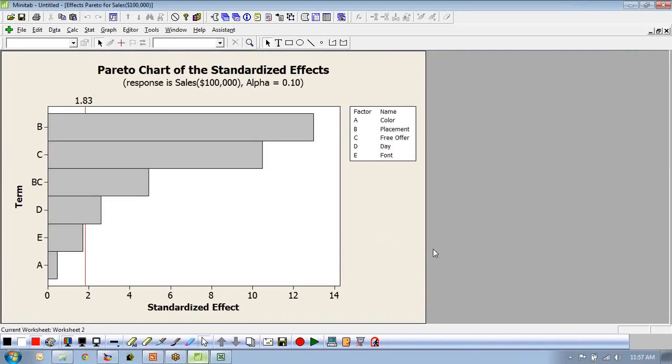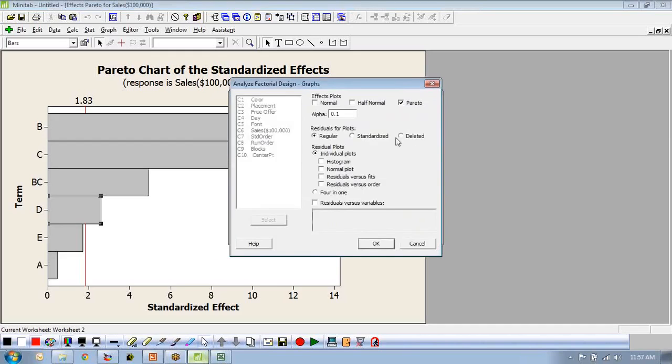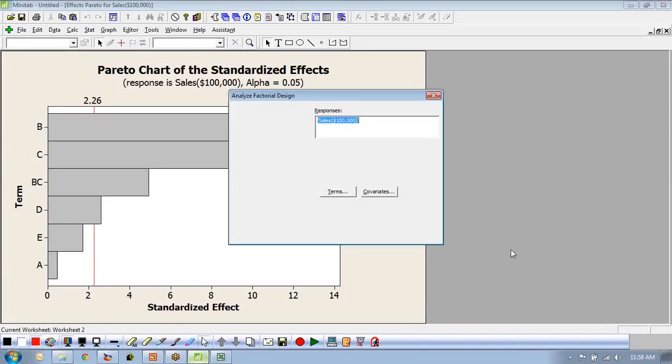Click OK. Now we got our p-values, and there it is. There's my model: B, C, D, BC. Now, if you want to be less aggressive at this point and you want to look at 0.05, that's fine with me. Again, I like to be a little bit more aggressive. In this case, both roads lead to Rome: BC, the BC interaction, and D.